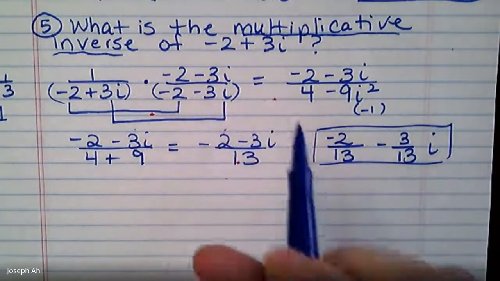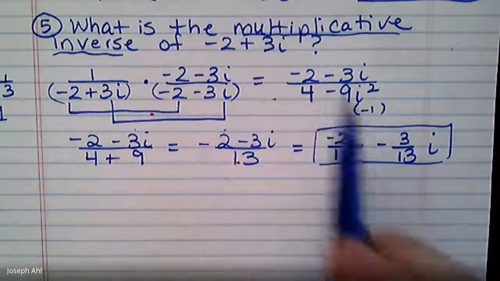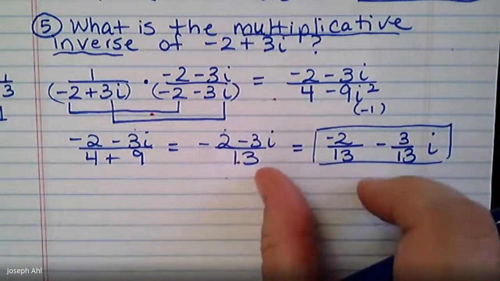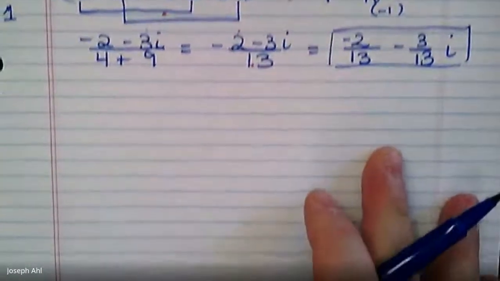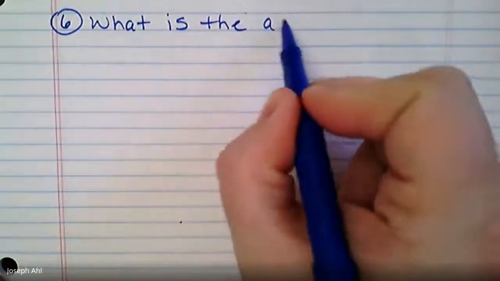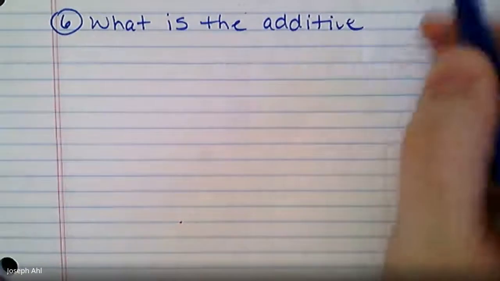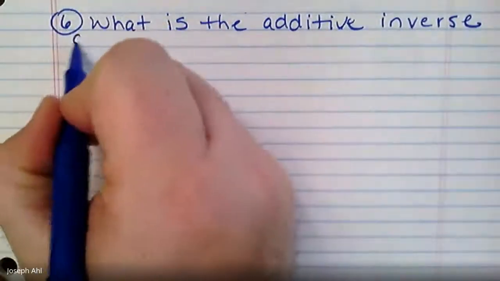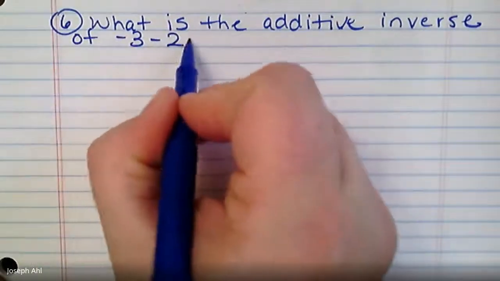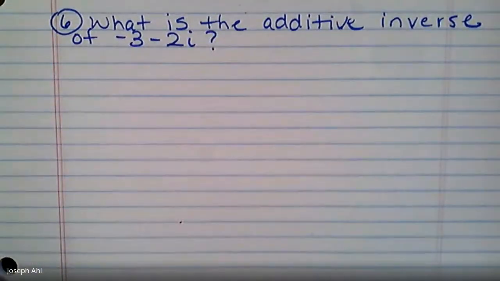And you should be able to check that by multiplying these two things together and confirming that you get 1 as your result. Okay, to save some time, I won't make that check happen right now. But if we have a multiplicative inverse, we also can talk about questions with additive inverse. So let's talk about what is the additive inverse of negative 3 minus 2i.